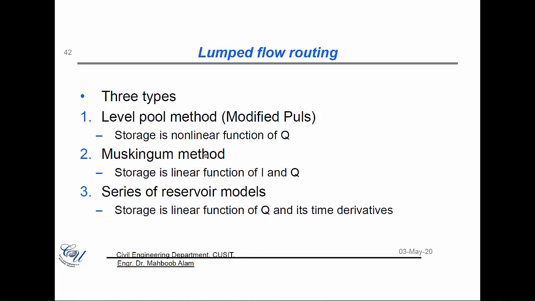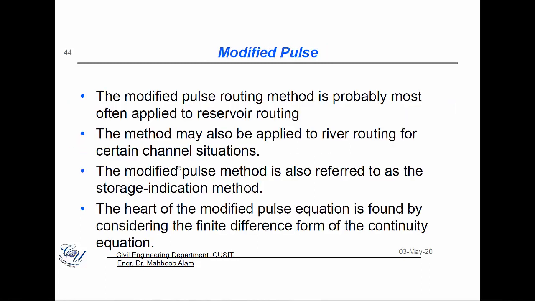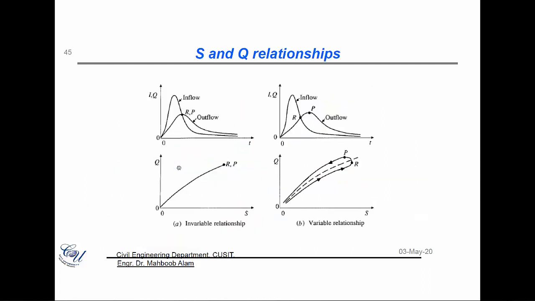This would be an assignment for you, the Muskingum method, to look into. So we'll be solving one problem now, and you can solve the same method with Muskingum method, and that would be your assignment for this week. This modified pulse method is the most frequently used method for routing. It is also called the storage indication method. And the important consideration in this is the storage and the discharge relationship.